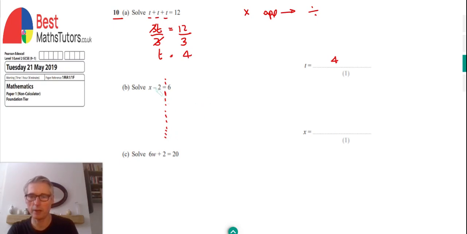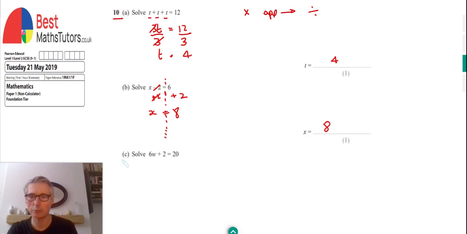And so we've got a minus 2, and we can get rid of that by doing the opposite to taking away 2. We can add 2. Because we've done it on that side, we've also got to do it on this side as well. And so the negative 2 and positive 2 cancel each other out, and that just leaves me with x is 6 plus 2, which is 8. So that's our answer to that one.